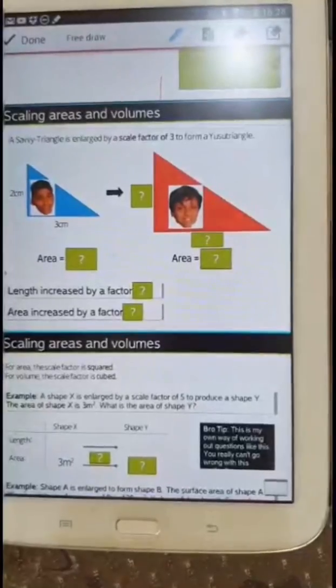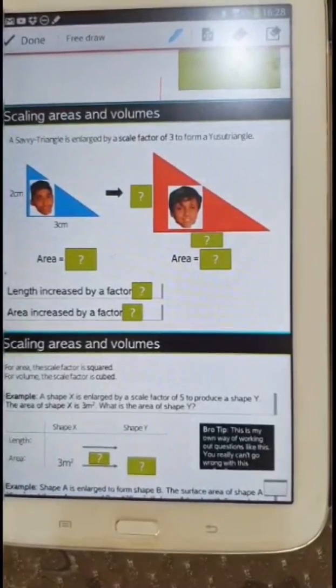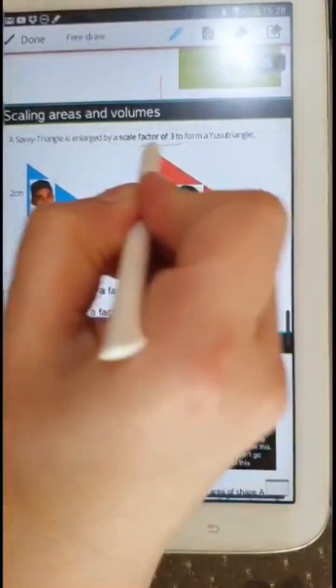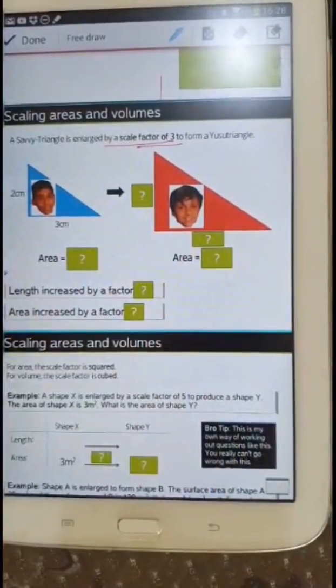We're gonna start the second part of our lesson, similarities. I'm gonna deal with the areas and volumes. For the given example here, they give me two triangles and the two triangles are similar and they give me that the scale factor equals 3. I want to find the missing two sides in the other big triangle.